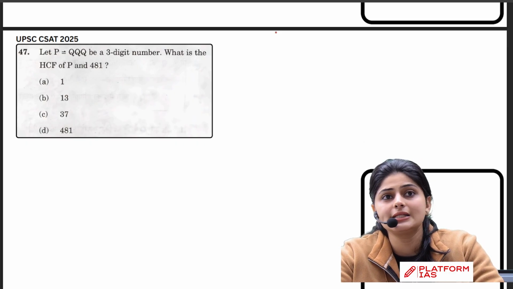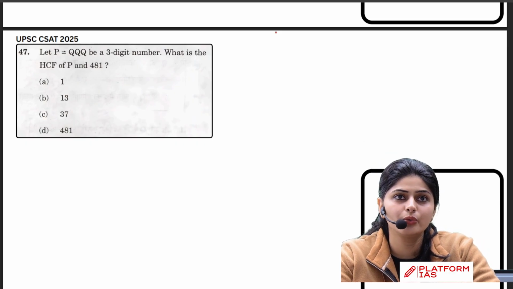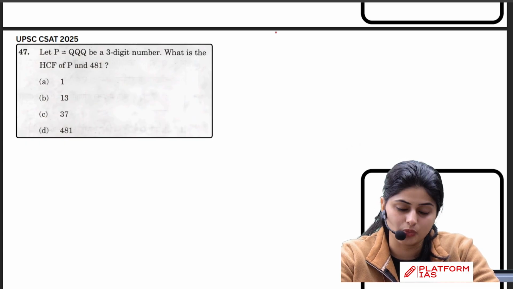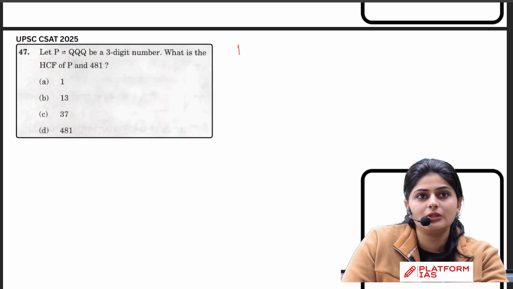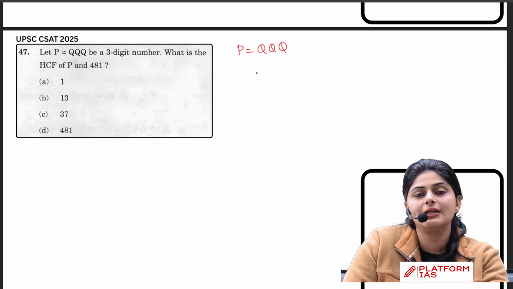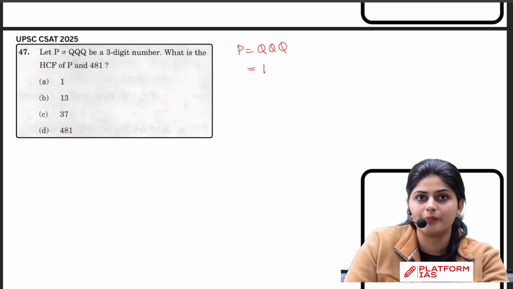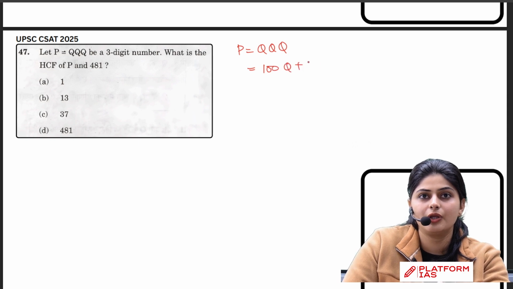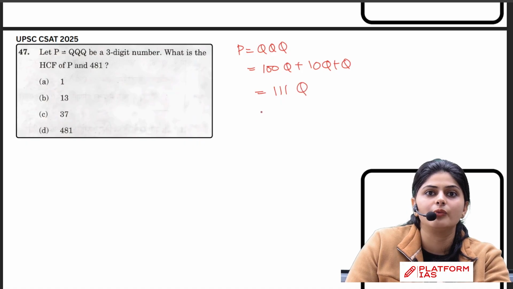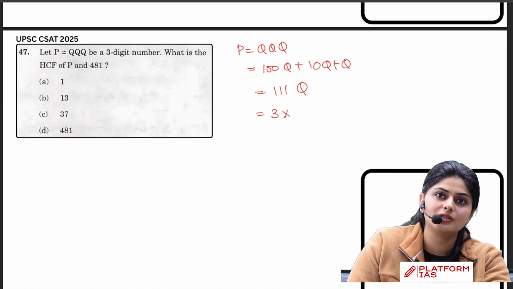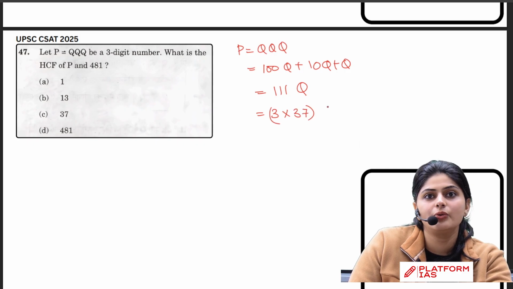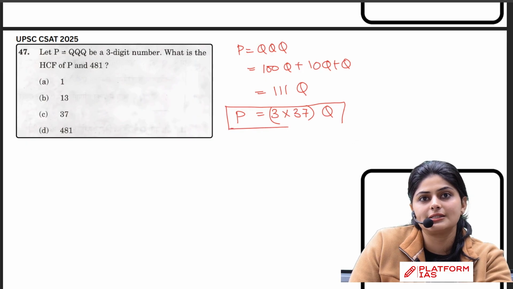The question reads, let P equal to QQQ be a 3-digit number. What is the HCF of P and 481? So first thing that we will do is, we will write the expanded form of this number. Can we write it like this? 100Q plus 10Q plus Q. So it will be 111Q. Now, if you look carefully, this 111 has the factors of 3 and 37, and you can write it like this. So the value of P will be 3 times 37 times Q.